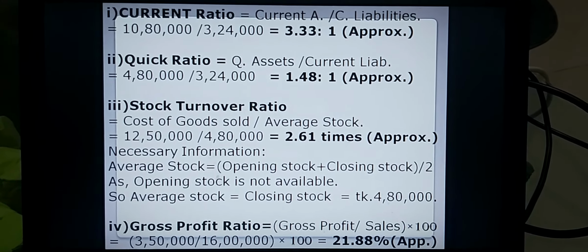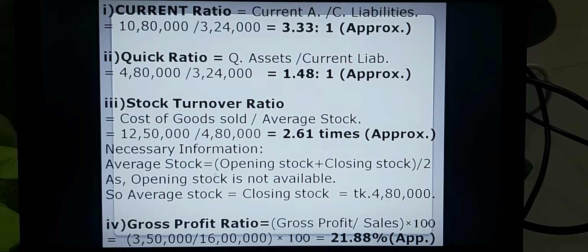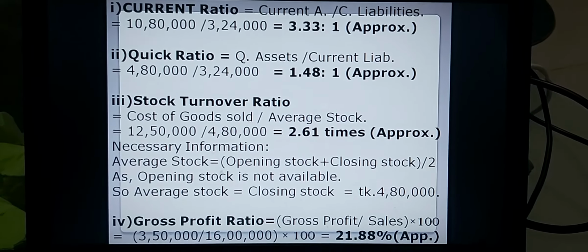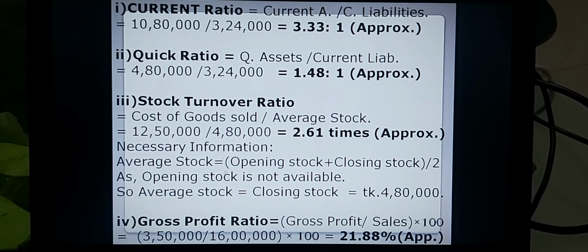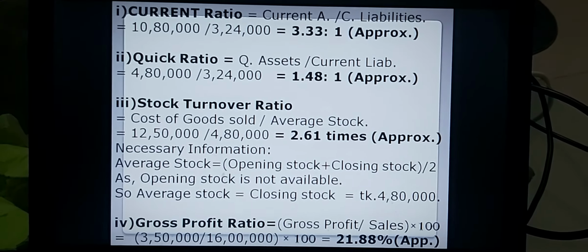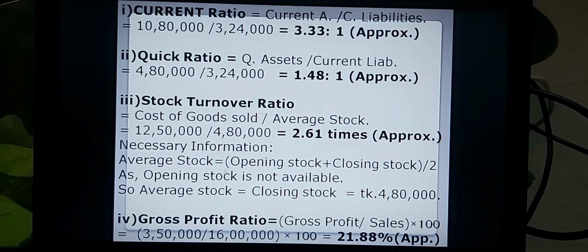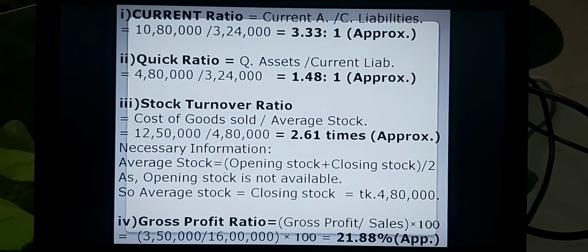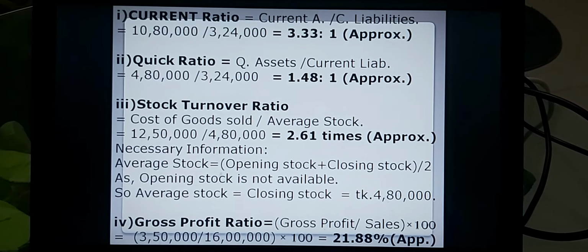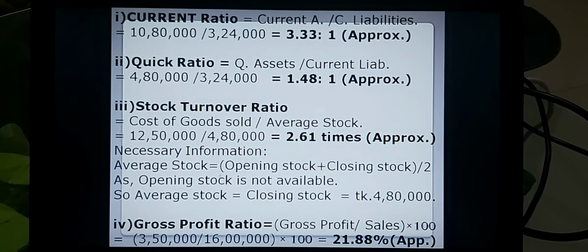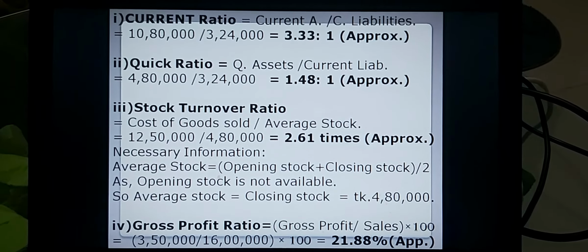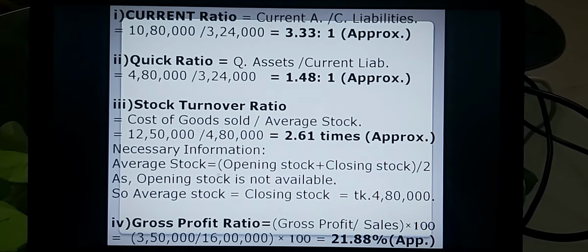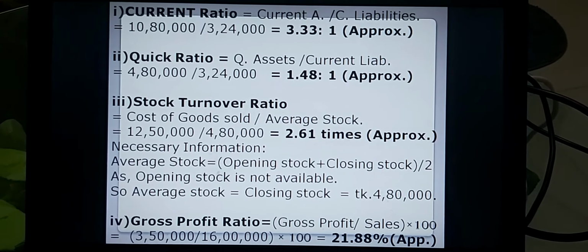Second one, quick ratio. Another name of quick ratio is liquid ratio. Another one is acid test ratio. What is the formula of quick ratio or liquid ratio? You can see in the formulas of ratio analysis. The formula of quick ratio is quick assets or liquid assets divided by current liabilities. I repeat again, quick ratio is equal to quick or liquid assets divided by current liabilities.